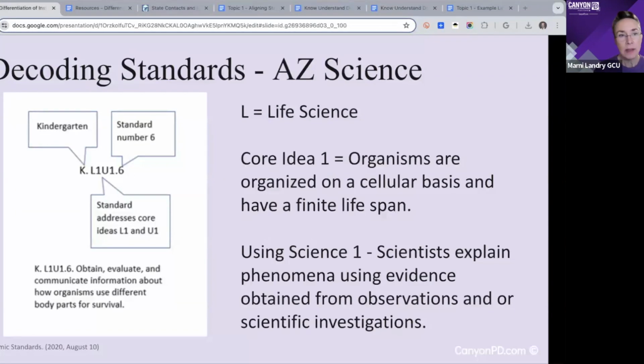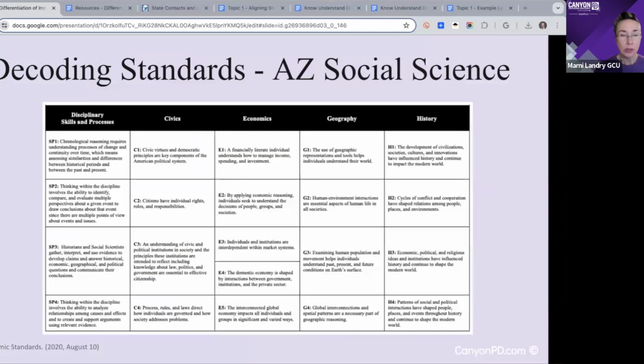And finally, I have an example of the Arizona social science standards. Here I have a table of the anchor standards. So they've broken theirs down into the anchor standards, kind of like the core ideas in science, the P1, E1, and L1, etc. These are broken down vertically. So if you look at the left-hand column, there are 4 rows below that. So there are 4 disciplinary skills and processes core standards. There are 4 core civic standards, economics, geography, and history.